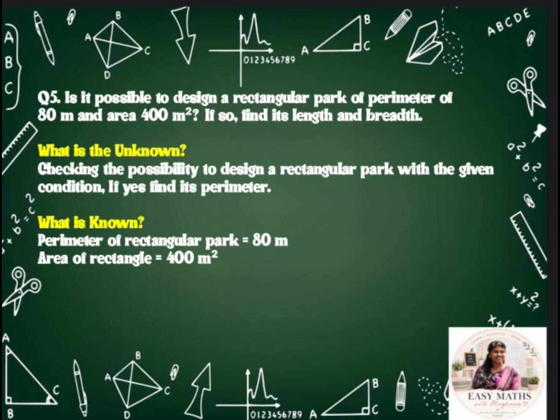Here, we check the possibility of designing the rectangular park with the given condition. If yes, we have to find its length and breadth also. What is known here? Perimeter of the rectangular park can be written as 80 meters. Area of the rectangle can be written as 400 meters square.